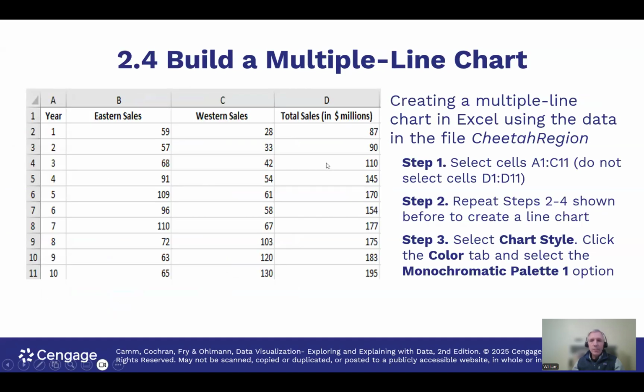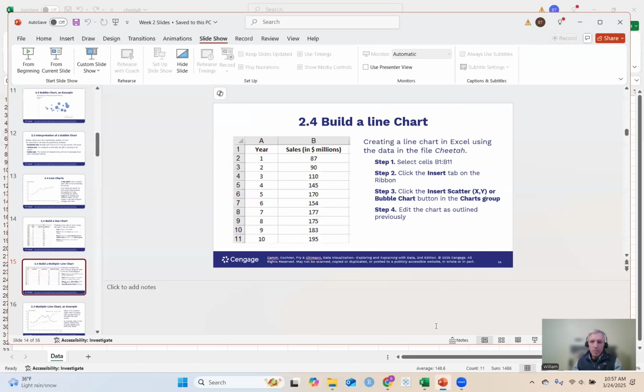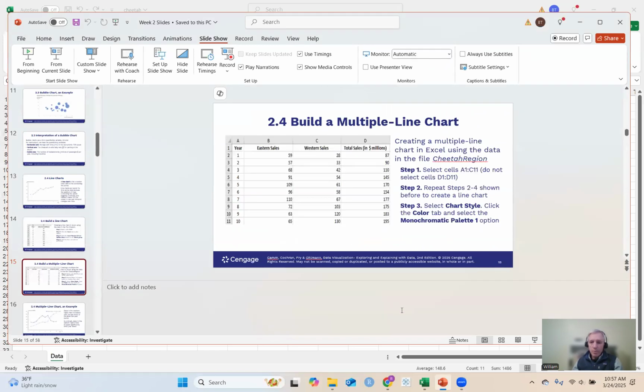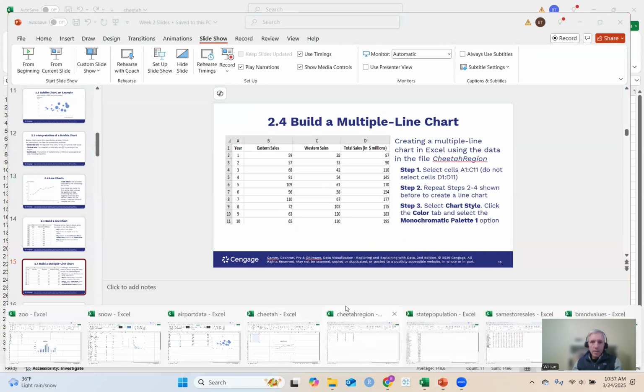Okay, a multi-line chart is very similar to a single line chart. We're going to use a data source which has two columns, I believe, Cheetah region. So pause the video, go get Cheetah region from 2.4. I have it here.